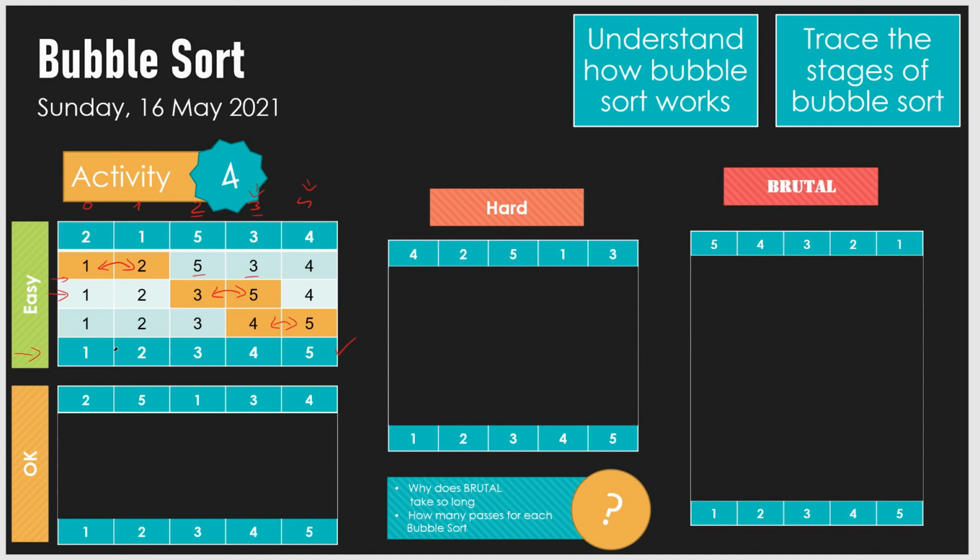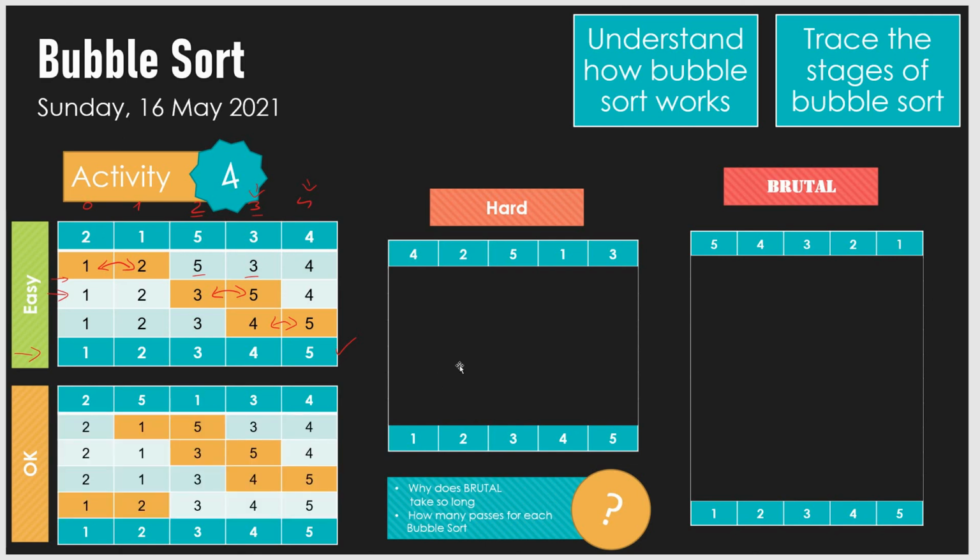I'm not going to explain the other ones, I'm just going to show you the answers. You check if you got them correct, and very well done if you got any of them correct. So here's the okay one. We can see that it's done 2 passes to sort everything out, and that would be 3 passes with the final one to check if it got it correct.